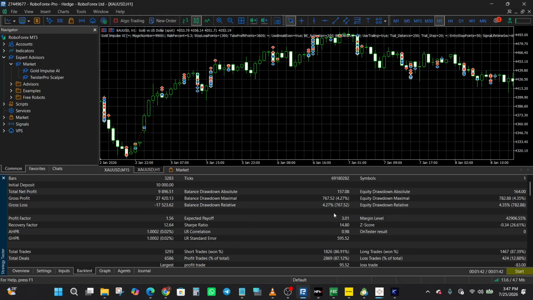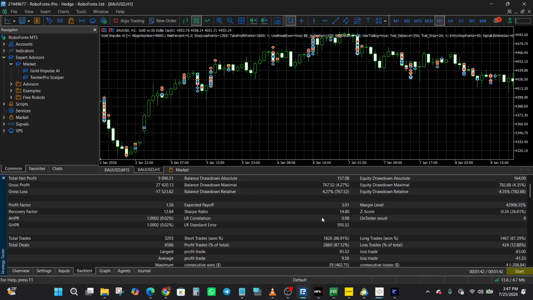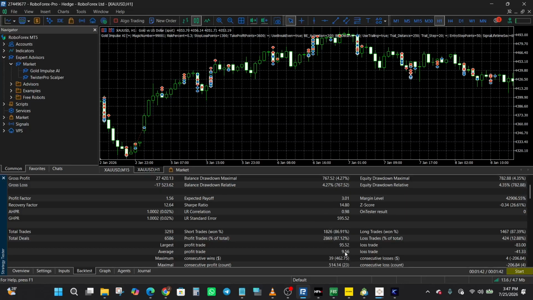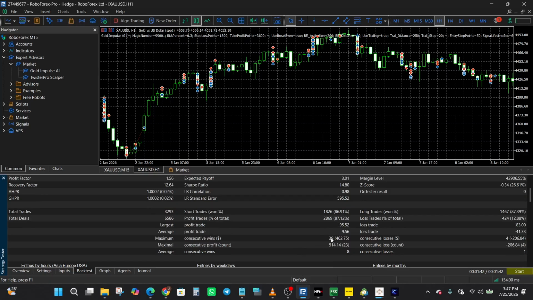Now, looking at the win-loss distribution, the average profit trade was $9.56 compared to an average loss trade of $41.33. This reflects the scalping nature of the strategy. The win rate is high, but when a full stop loss is hit before break even or trailing stop activation, the loss per trade is larger than the typical quick profit target. The maximum consecutive win streak reached 39 trades, while the maximum consecutive losses stayed at 4 trades.